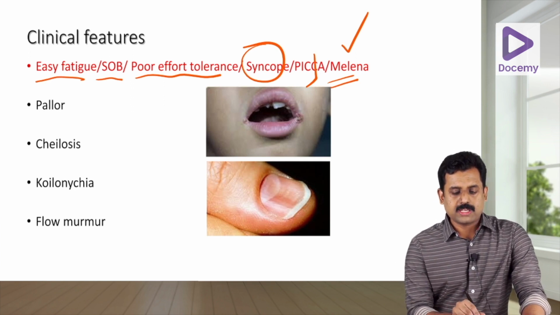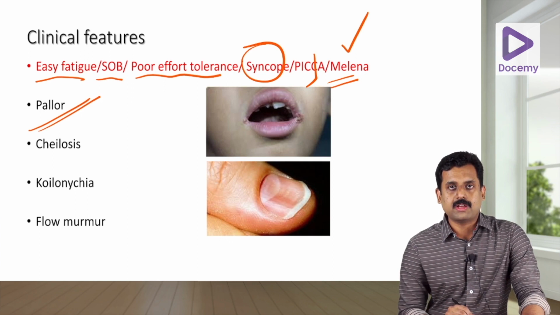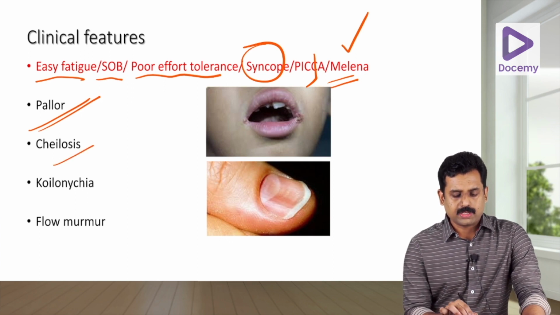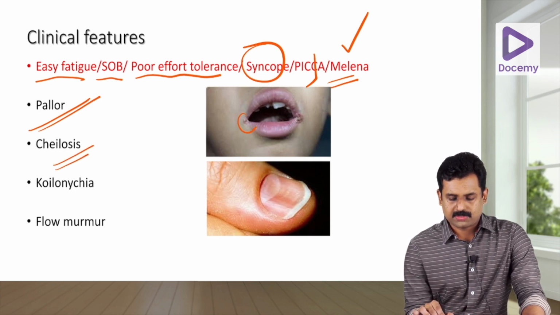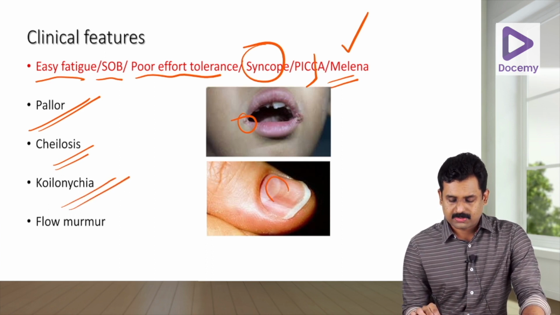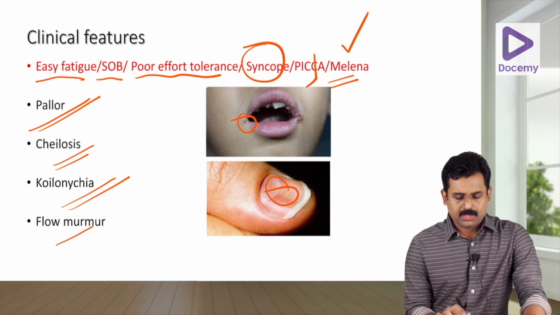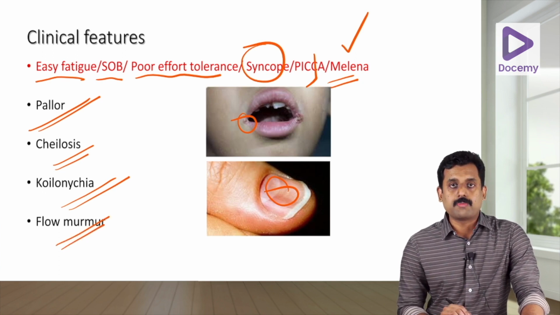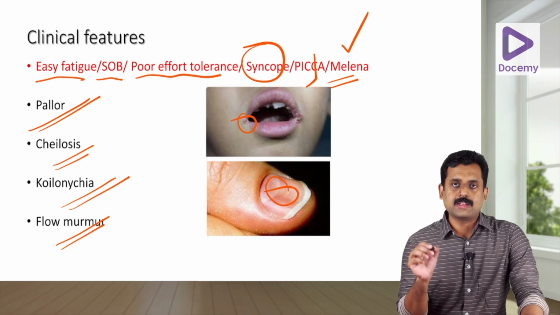Okay. On clinical examination, you will get a pale conjunctiva, that is pallor. You can get angular cheilosis, which is shown in this picture, or you can get a spoon-shaped nail, which I told earlier, which has got a hollow area. Or in the pulmonary area, you can get a flow murmur, which is otherwise called an innocent murmur.